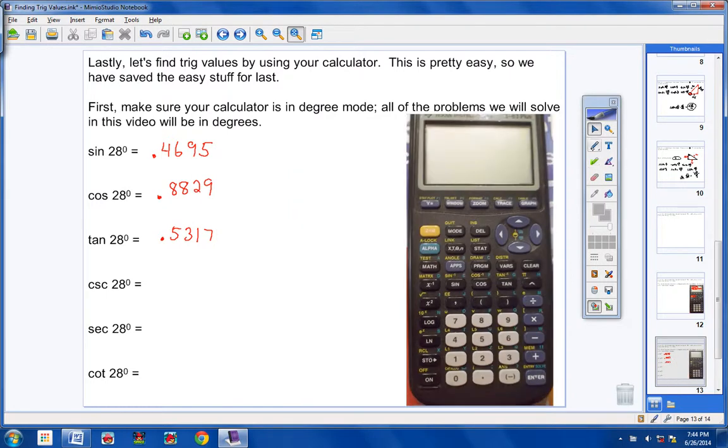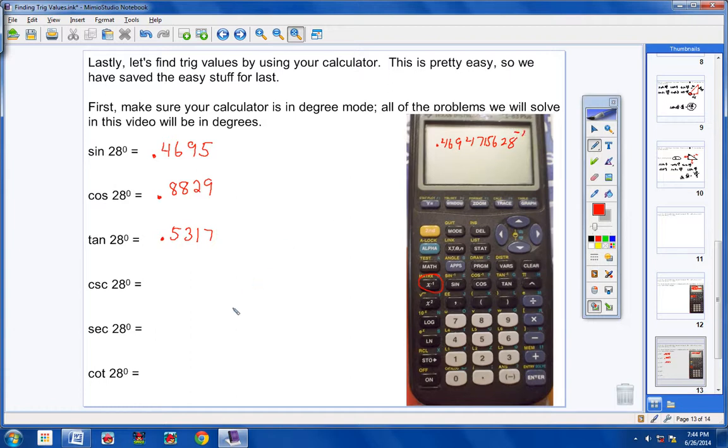So on your screen, go ahead and hit sine of 28, hit enter, and I'll write a little smaller this time. You're going to get 0.469471562. Now, in order to find cosecant, all that you have to do is hit this x to the -1 button. Do you know what that x to the -1 button means? It just means whatever is on your screen, you're going to take it to the -1 power.